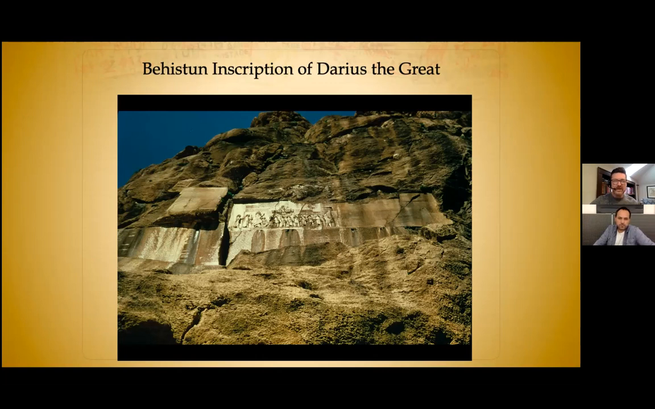And the languages, I remember what it is. It's Old Persian, Elamite, and Babylonian.